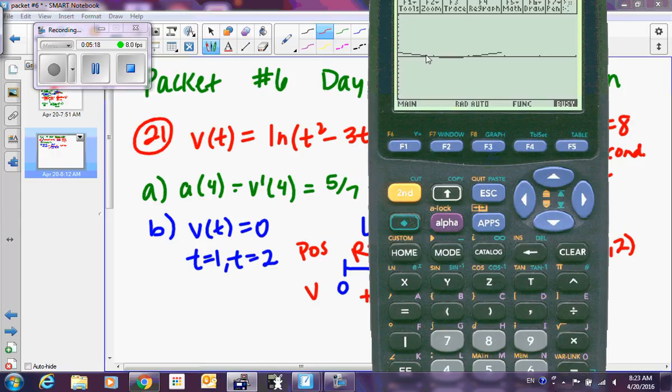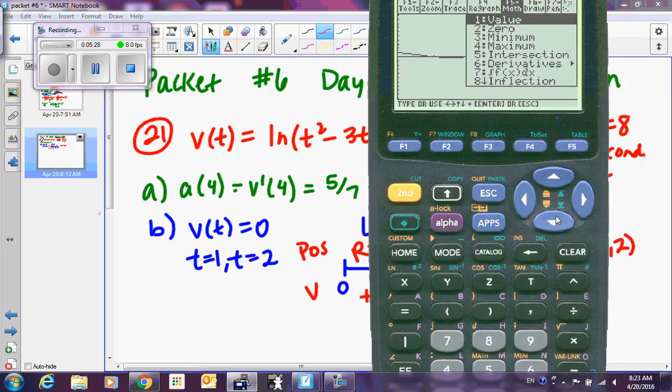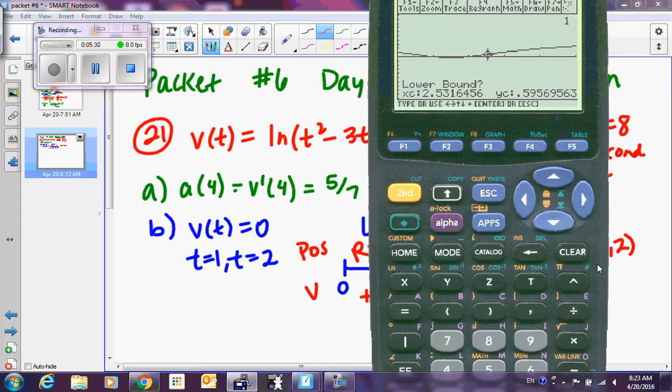And when the velocity is positive, the particle is moving to the right. Velocity is negative down here, left, right, and that's happening at 1 and 2, just like our sign chart told us. So we could have used F5, 0, and then said, okay, I think it's crossing right here, so lower bound, upper bound. That's a totally different way we could have found those values and solved that problem.